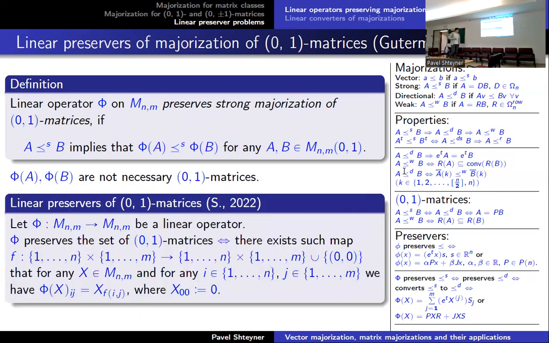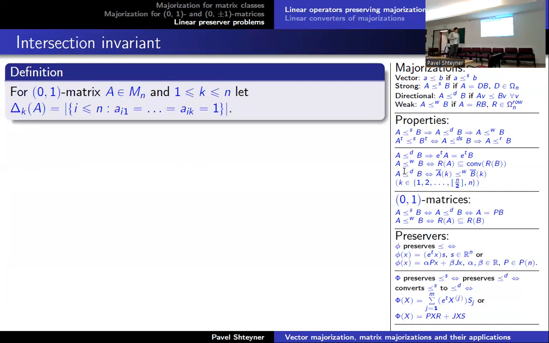We know how these operators look; the descriptions are quite simple. So we will not require this. This problem, not surprisingly, has a lot of combinatorial applications.